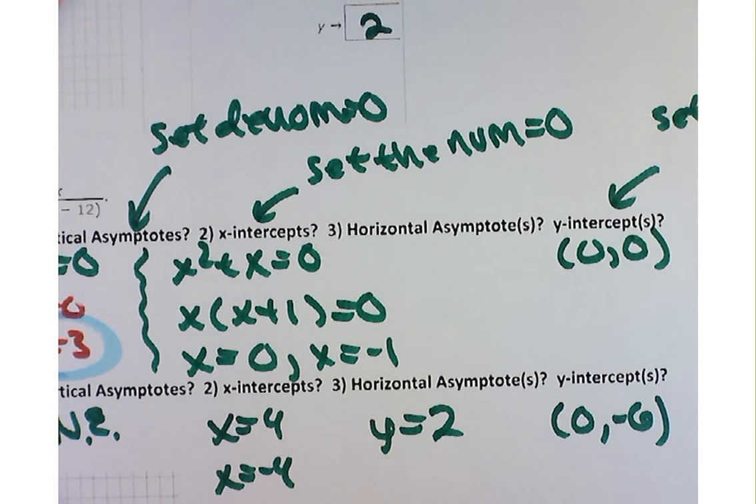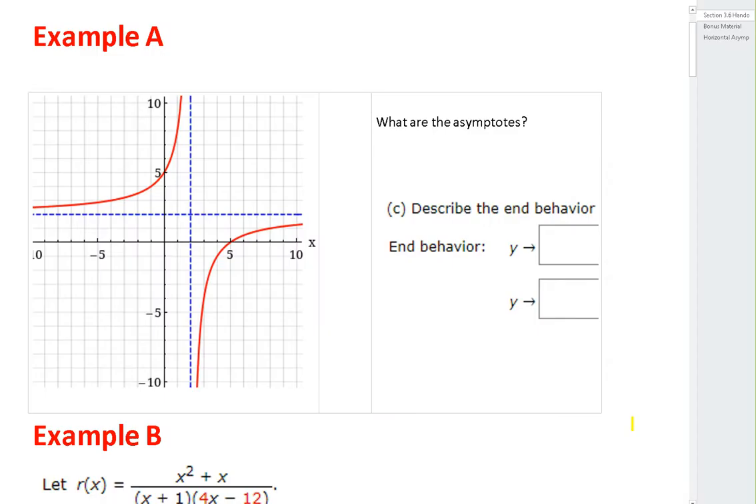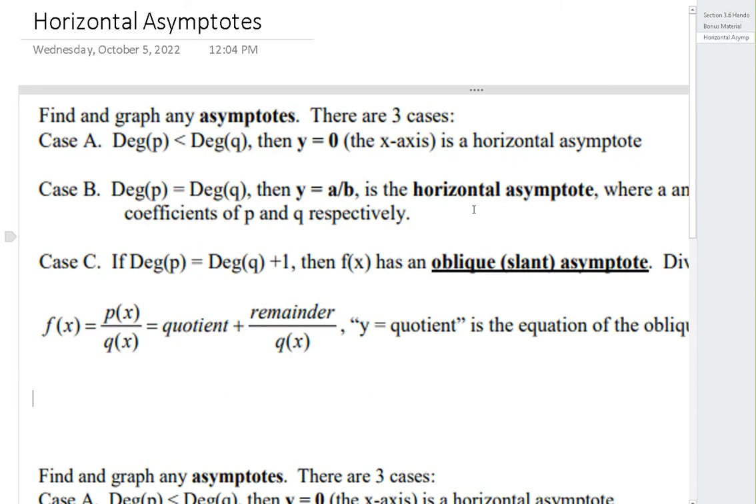So that leaves us with one last thing, and that is, what are the horizontal asymptotes? Well, those turn out to be actually predictable. Let's take a look at those. There's three different cases that you could deal with in terms of where you're going to get an asymptote. If the degree of the numerator is less than the degree of the denominator, then you're going to get y equals 0 as a horizontal asymptote.